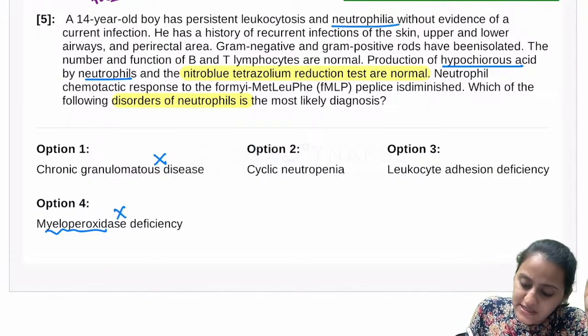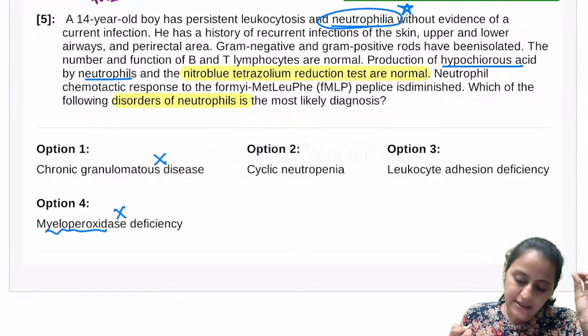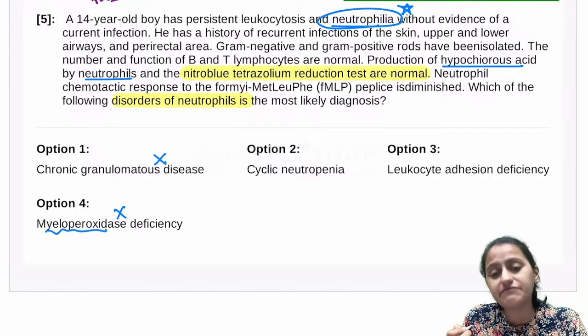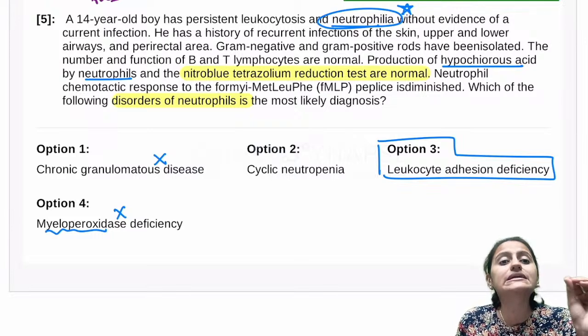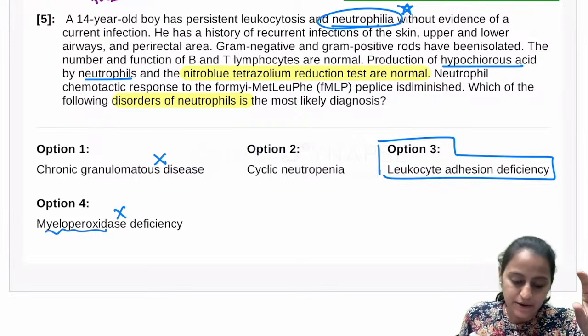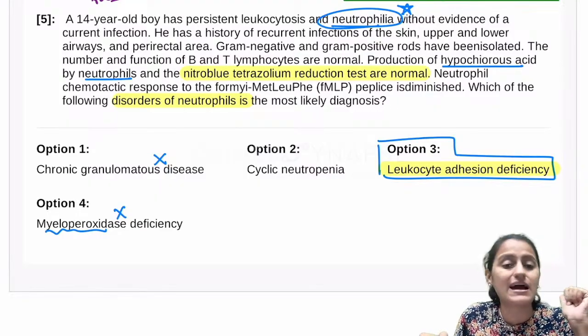There is leukocytosis and neutrophilia, which is given in the question here, right? So remember, neutrophilia is a very important clue to identify leukocyte adhesion deficiency. Okay, this is going to be leukocyte adhesion deficiency. This is how you crack this question.